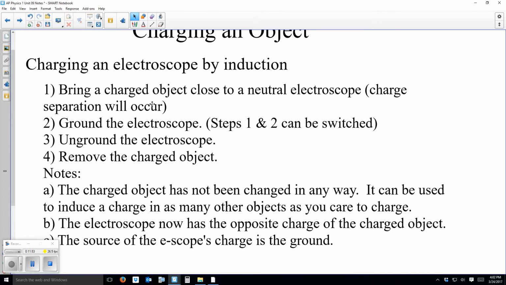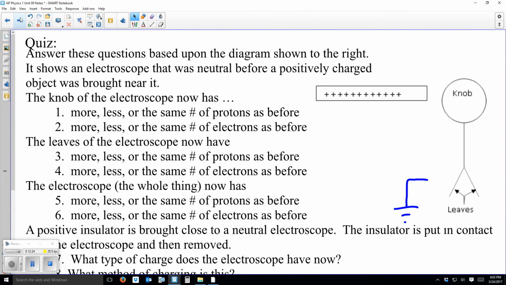If I bring a negative object, it still remains negative and just as negative. The electroscope now has the opposite charge. So if I brought a negative object, that will push the electrons down into the leaves. When I ground it, those electrons will rush off, leaving me with a more positive object because I now have fewer electrons. And the ground is really the source for all of that. A couple of quiz things here.